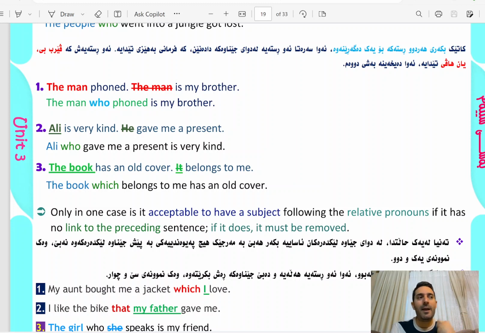I have to identify it, I have to define it. Okay, the one who gave to me is very kind. The book has an cover, it belongs to me. In this sentence I've got has. Okay, so the book has an cover, this one is the main clause. Alright, yes, so belongs to me is the relative clause. So the book which belongs to me has an old cover. As the book has an old cover in this sentence is the main clause.